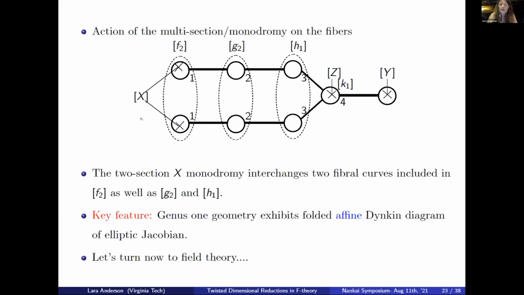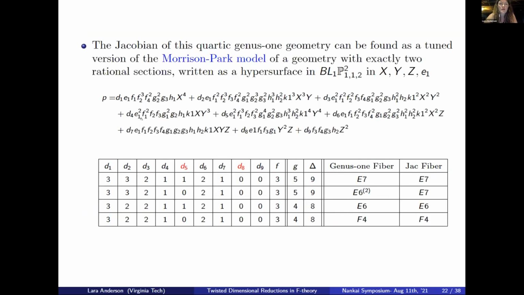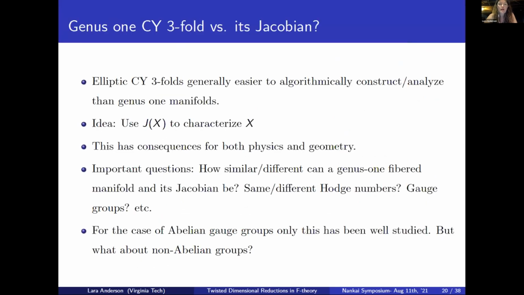Okay, so sorry, just checking one thing here. Yep, okay, I said that.